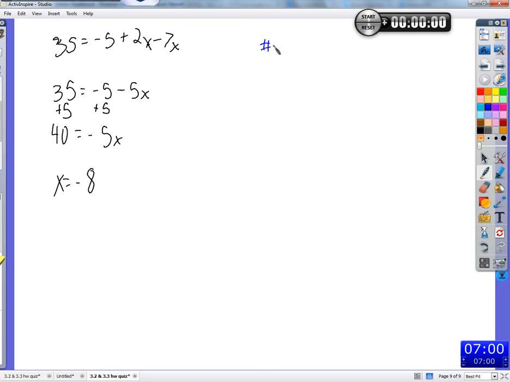This is number 3 from 3.4. 8t +5 = 6t + 1. You guys have an idea on your own.